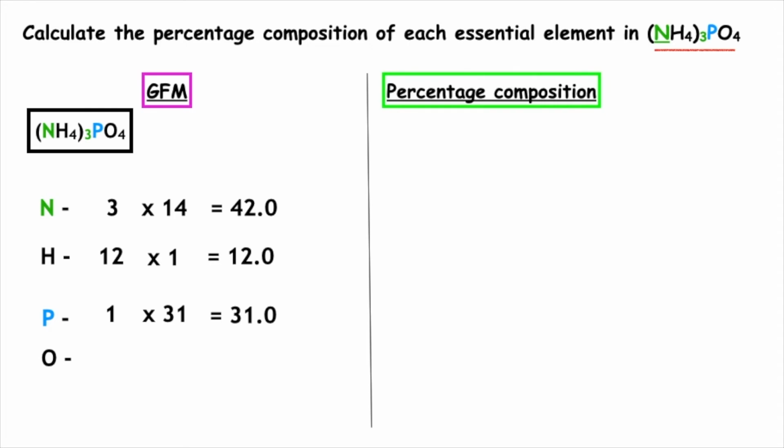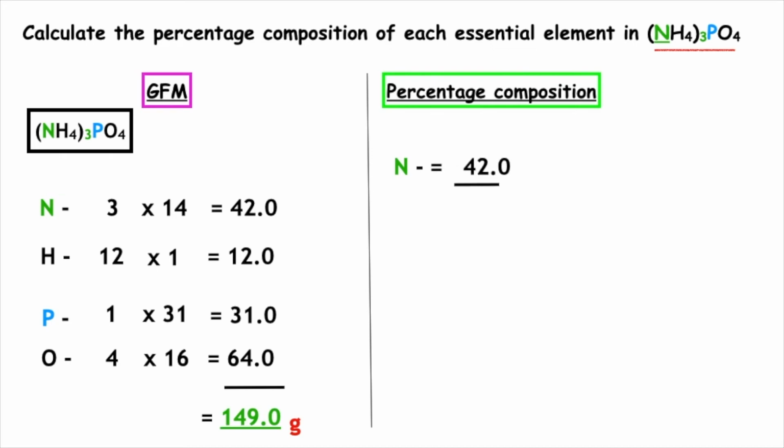And how many oxygens have we got? We've got 4 times by the relative atomic mass, which is 16, which gives us a total of 64. When we add those up, we get a total GFM of 149. Now we're going to work out the percentage composition of nitrogen, which is an essential element.